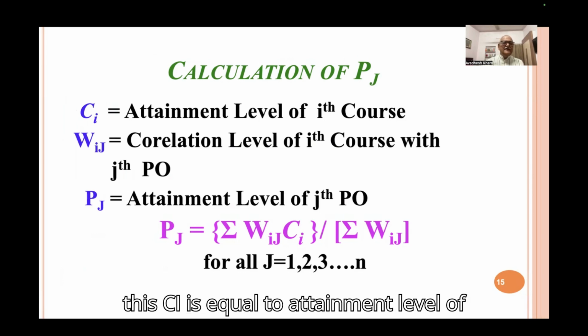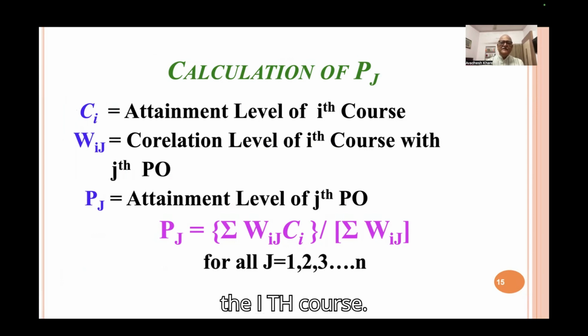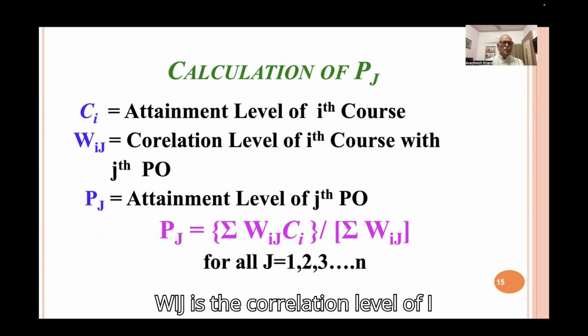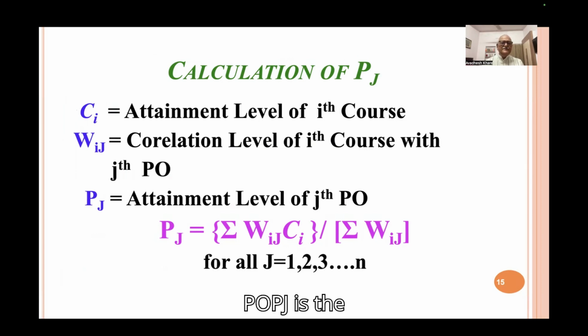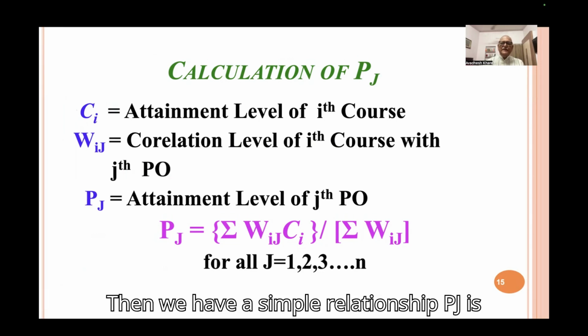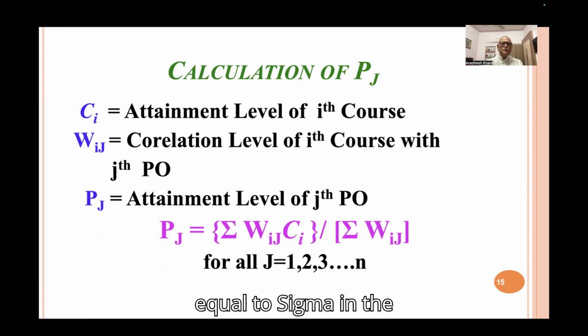Now we are ready to calculate PJ, the program objective. In this, CI is equal to attainment level of the ith course. Wij is the correlation level of ith course with jth PO. PJ is the attainment level of jth PO. Then we have a simple relationship. PJ is equal to sigma Wij Ci in the numerator, divided by denominator sigma Wij, for j is equal to 1 to n.